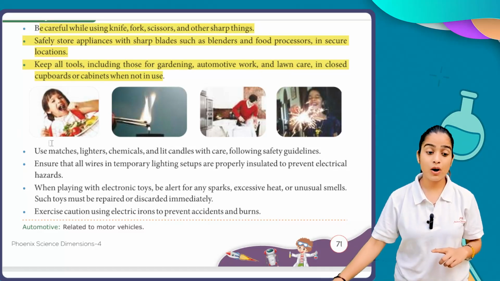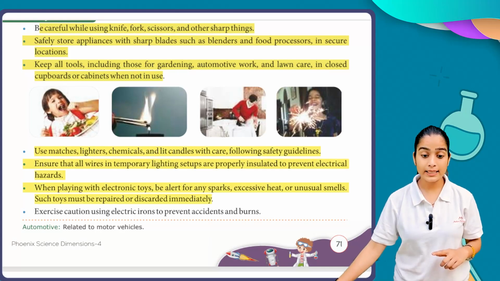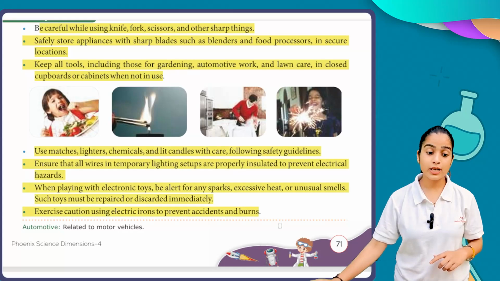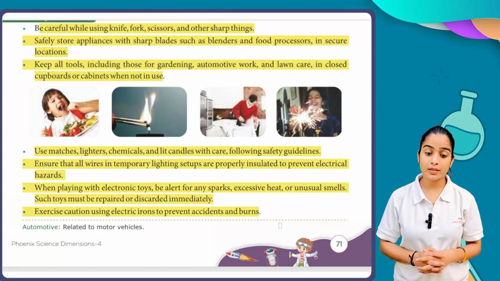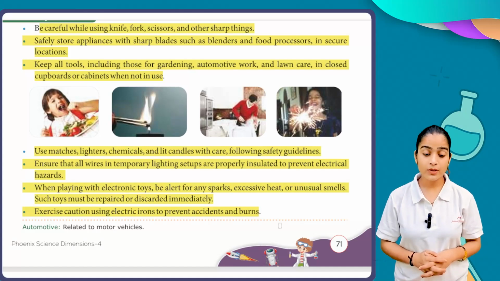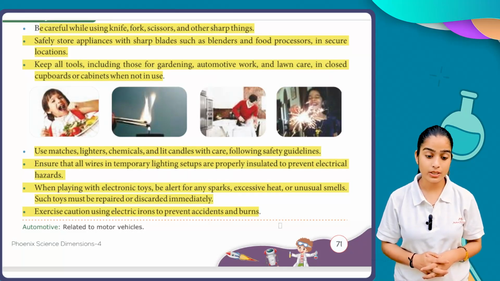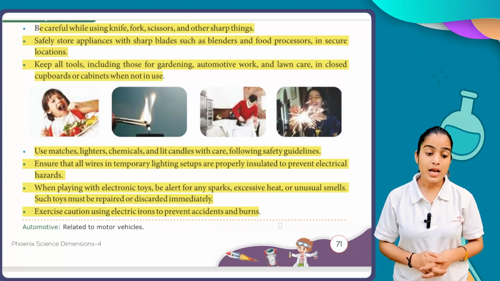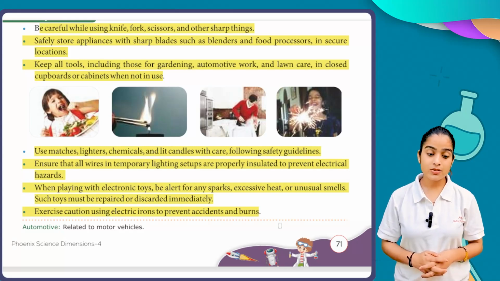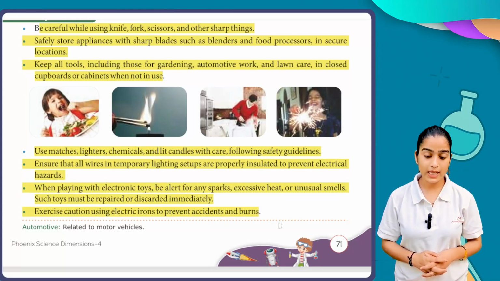Next, you have to use matches, lighters, chemicals and lit candles with care, following safety guidelines, and ensure that all wires in temporary lighting setups are properly insulated to prevent electricity hazards. When playing with electronic toys, be alert for any sparks, excessive heat or unusual smell. Such toys must be repaired or discarded immediately. Exercise caution when using electric irons to prevent accidents and burns.